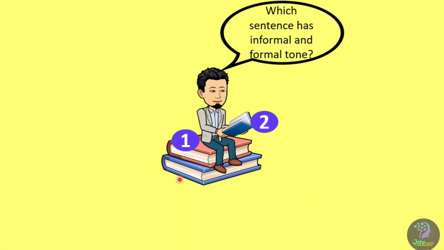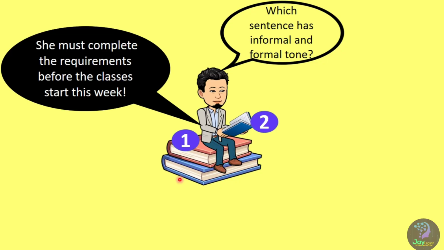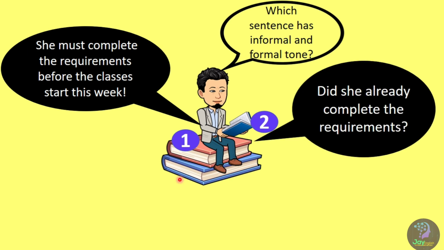Which sentence has informal and formal tone? Is it sentence 1 that says, she must complete the requirements before the classes start this week! Or is it sentence 2? Did she already complete the requirements? I give you 10 seconds.